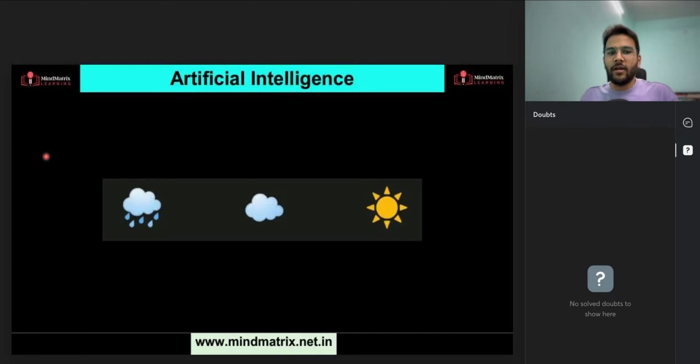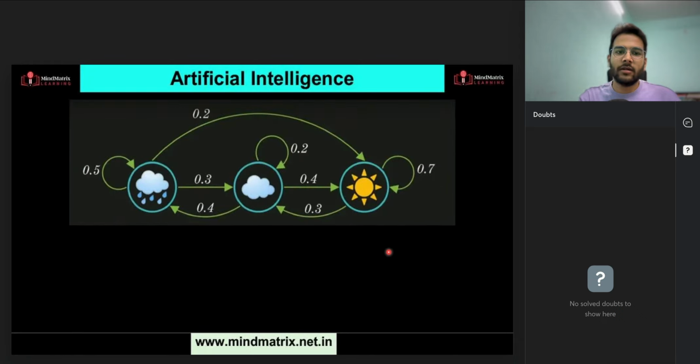Okay, fine. Now let's say there is one guy whose name is maybe Tom. This guy lives in a city, and there are three weathers that are possible. One is rainy, the other is cloudy, and the third is sunny. So these are the three weathers that are possible. But on any given day, there will be only one weather: either it is rainy, or it is cloudy, or it is sunny.